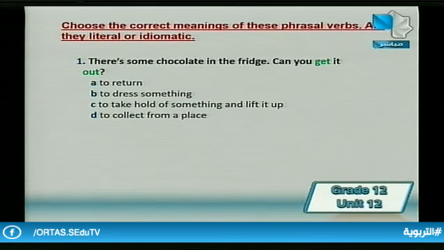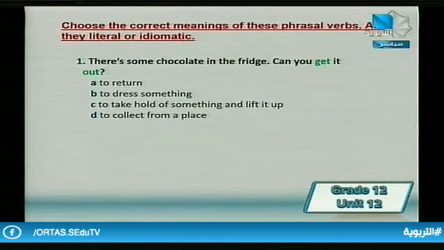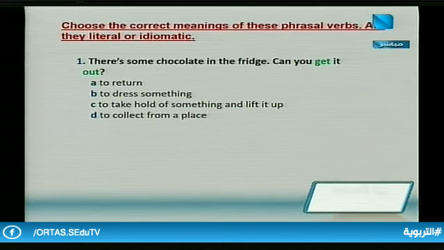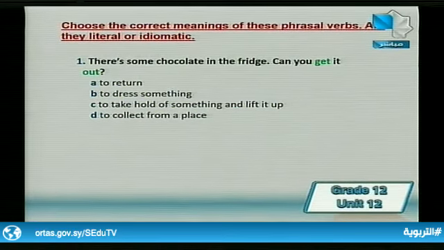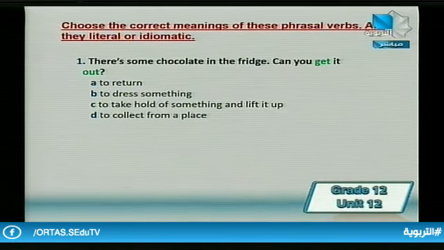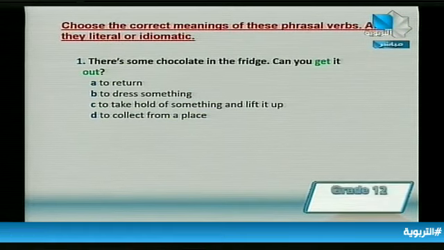Sorry for the interruption. Dear students, in the final exam, you will have questions like this. Here, there is some chocolate in the fridge. Can you get it out? You might be asked about the meaning of get out or get it out. You will be given 4 options and you have to choose the correct one so that you get full marks.